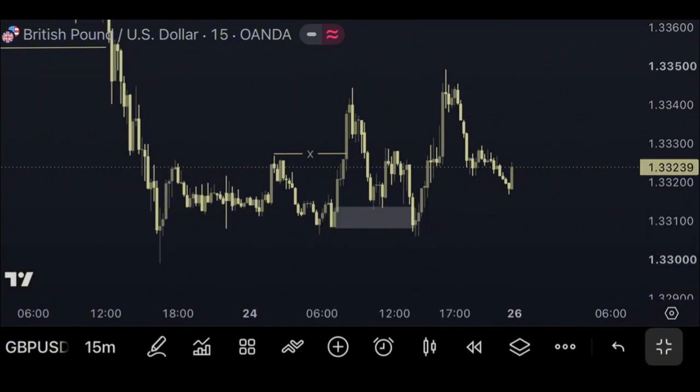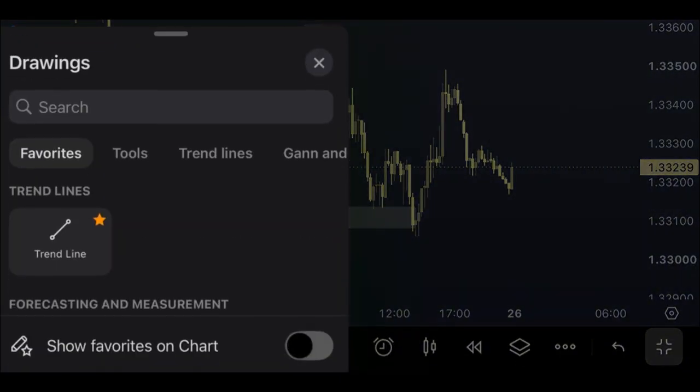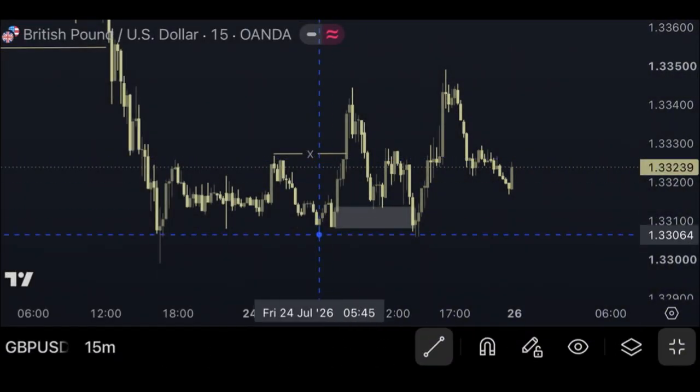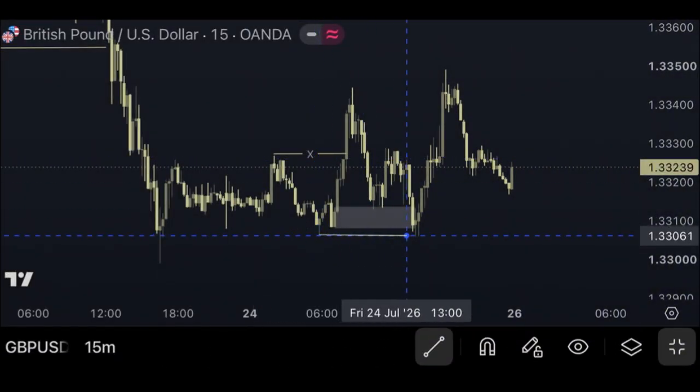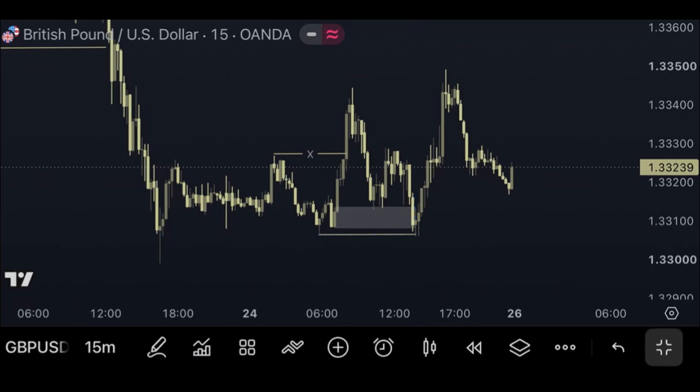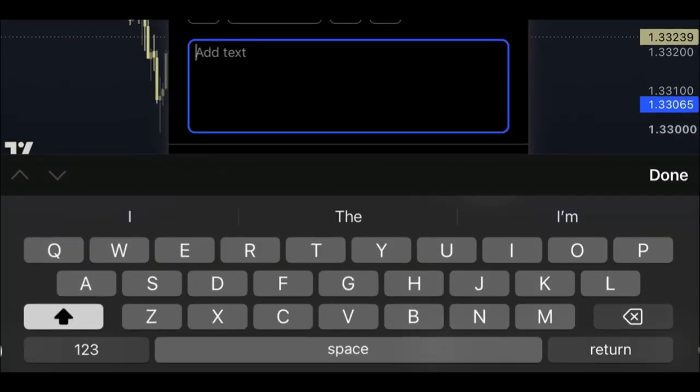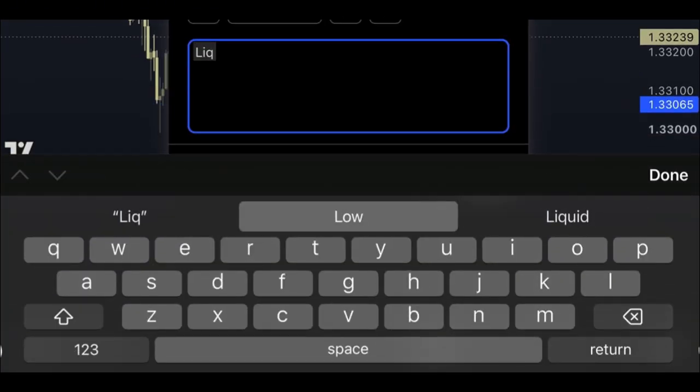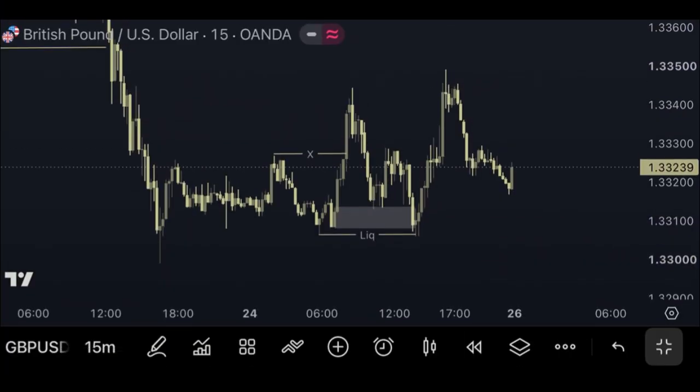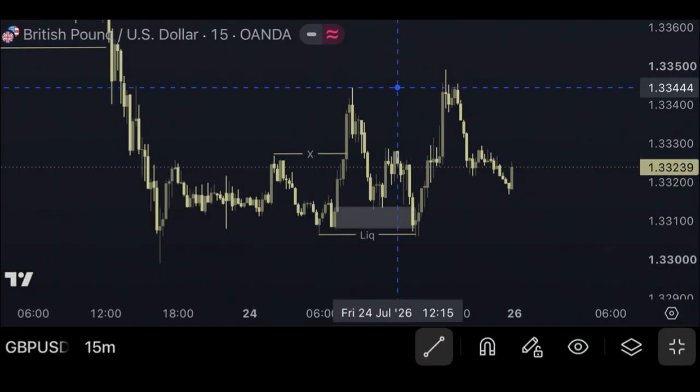Now what did price do? Price came back to this level after this break of structure. Price came back to this level, swept the whole of this liquidity, then boom to the upside. This is a liquidity sweep. Let me write it. Liquidity sweep. Price swept the whole of this liquidity and boom, invalidated structure again on the upside.